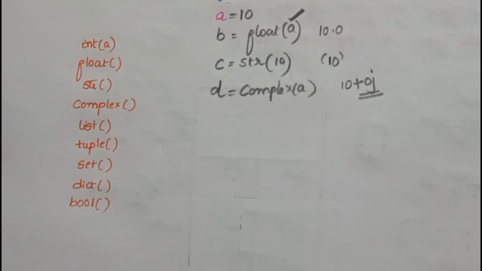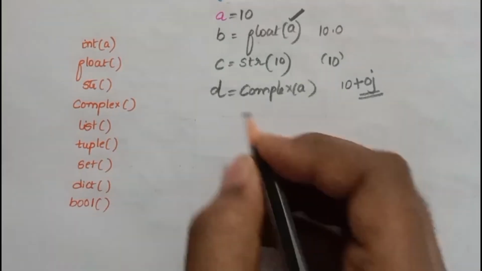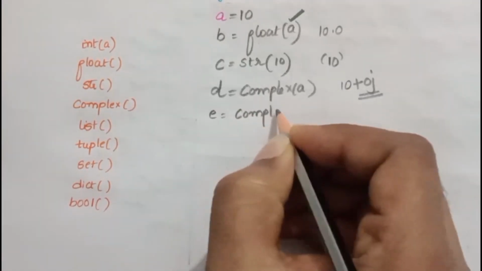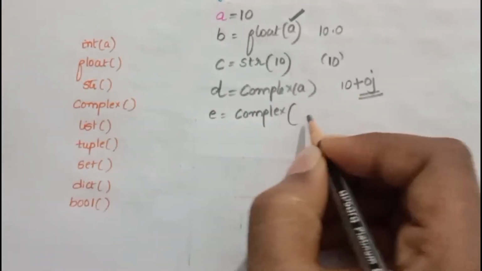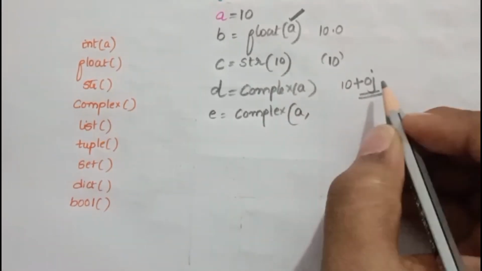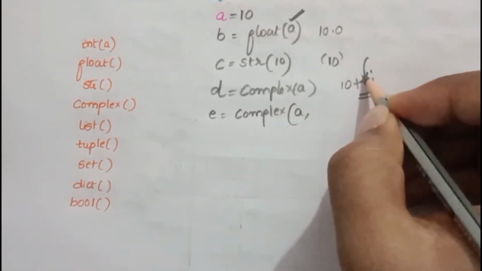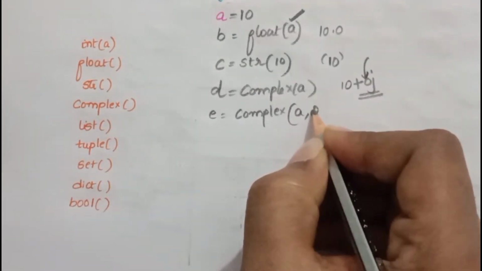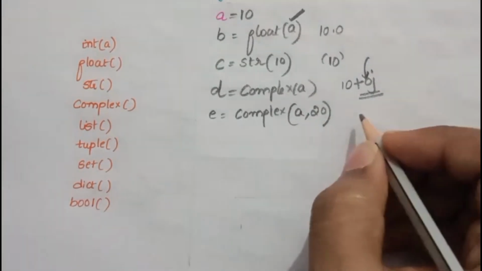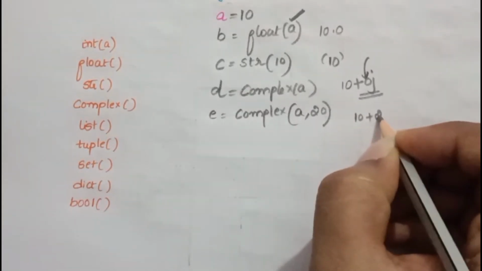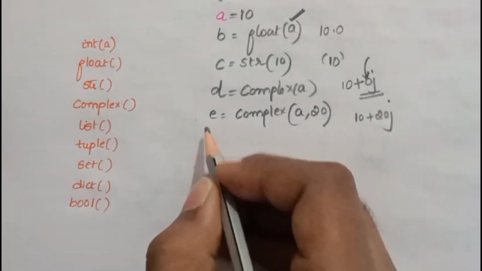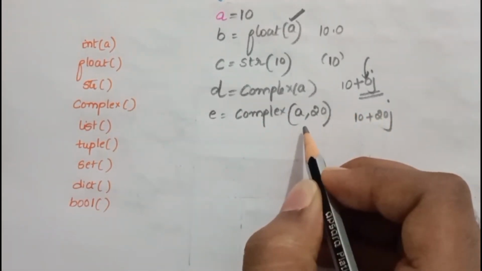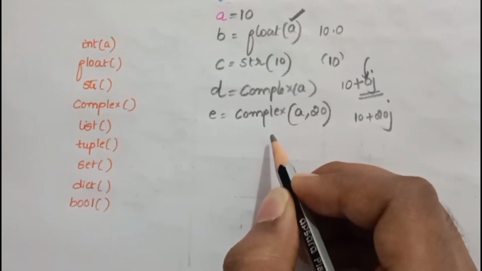Then, if you want to give the imaginary part too, you have to give one more extra argument to this complex function, a, and then what has to come in the place of 0? Let's say 20. Now 10 plus 20j will get stored in variable e. In this way, you can convert a data type into the complex data type.